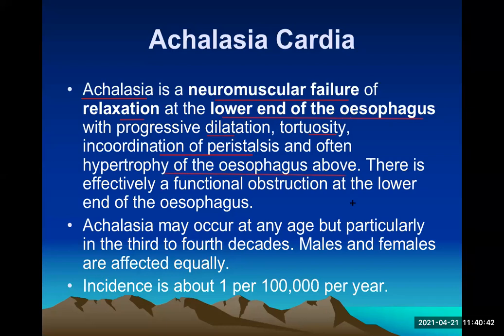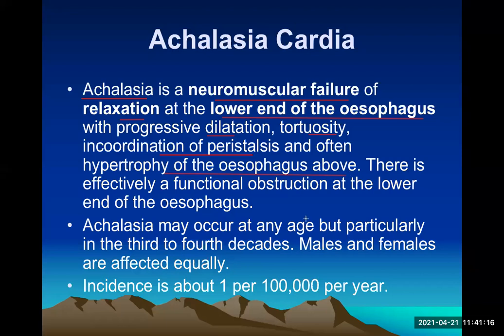Now, let me explain this in a very easy way for you. This is a neuromuscular failure of relaxation, meaning there are certain ganglion cells present in the wall of any GI tract. Okay, there are two types of ganglion cells present. One in the submucosa, another in between the muscle layers. Now, what is the name of those ganglion cells which are present in the submucosa? What are the names? Mesenteric plexus.